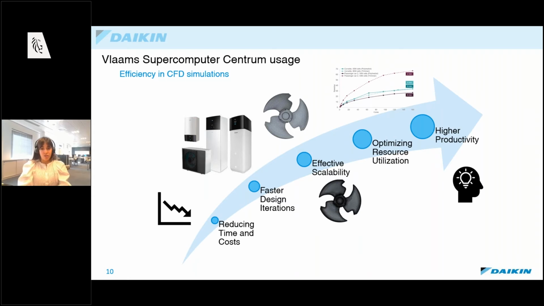Companies such as Daikin or organizations can achieve higher and better return on investment from the computational resources, in this case, the Blam Supercomputer Center. Efficiency in CFD simulations enables engineers to focus more on analyzing results and making informed decisions rather than waiting for simulations to complete. This leads to faster problem solving and decision making process.